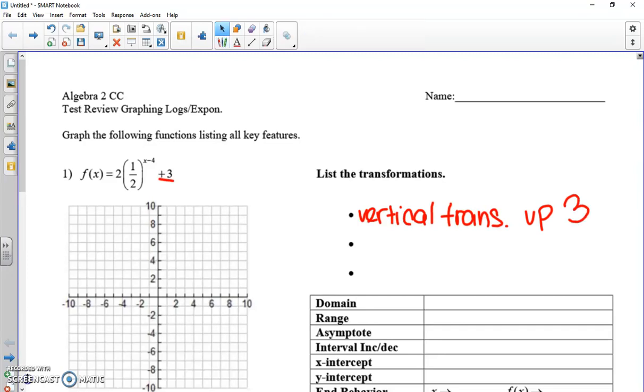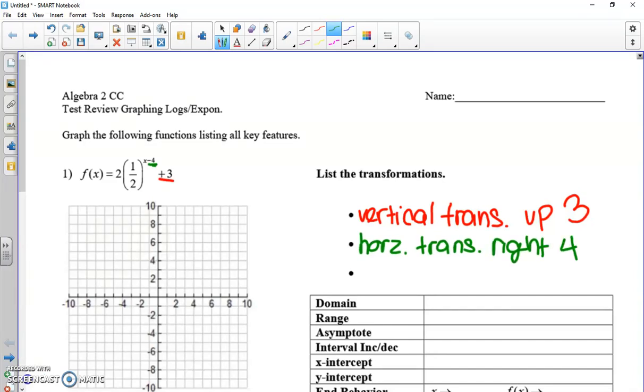Anything inside with x, well, really up with x, is going to be either left or right. And remember, we always lie to our x's. So -4 really means to the right 4. So horizontal this time, right? Horizontal translation, right 4.